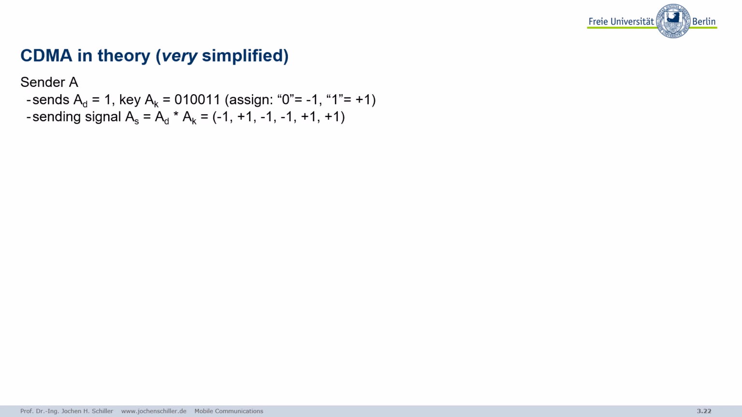Let's assume a sender A. Now this sender A wants to send, in this very simple example, 1 bit. A single bit. We want to transmit this bit with the value 1. And here we also use a very short key. This key is only 6 chips.